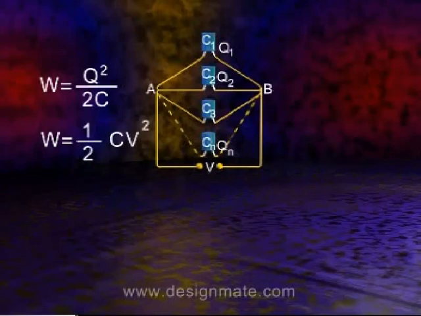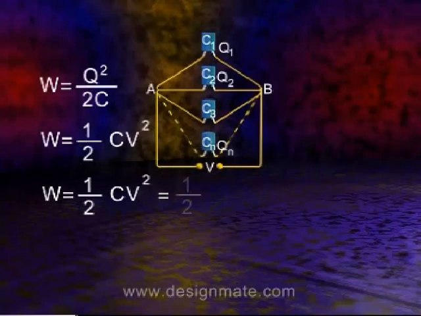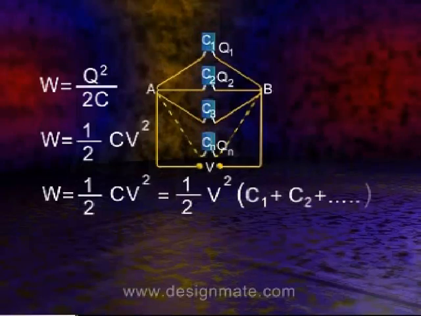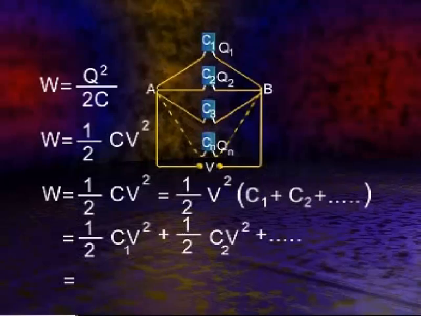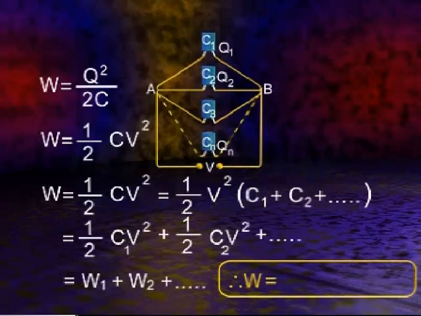For parallel combination, W = half CV² = half V² into (C1 + C2 + and so on). That is equal to half C1V² + half C2V² and so on, which is equal to W1 + W2 + and so on. Therefore, W = W1 + W2 and so on.